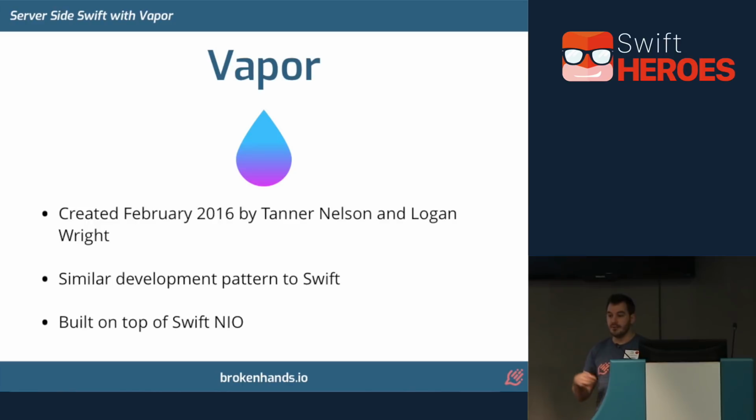And I suspect the move to Vapor 4, when that comes out with Swift 5, will be a lot simpler and a lot easier for people to understand. And Vapor is also built on top of Swift NIO. So Swift NIO is an asynchronous, non-blocking I/O framework written in Swift. It's very similar to Netty for Java.